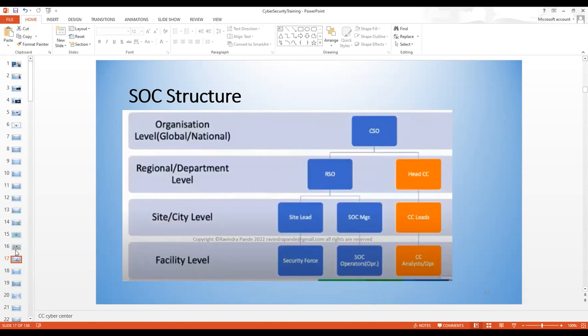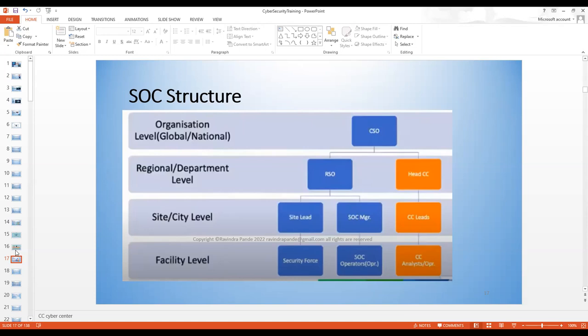So let's try to understand. There's a chief security officer, normally on a global level or a national level, depending upon your organizational spread. Then there are regional levels like regional security officer or head SOC. Then we have state or city level offices like site lead, SOC manager, or center leads for a given center. So if you have two centers in a city, you might have different center leads who are leading those centers.